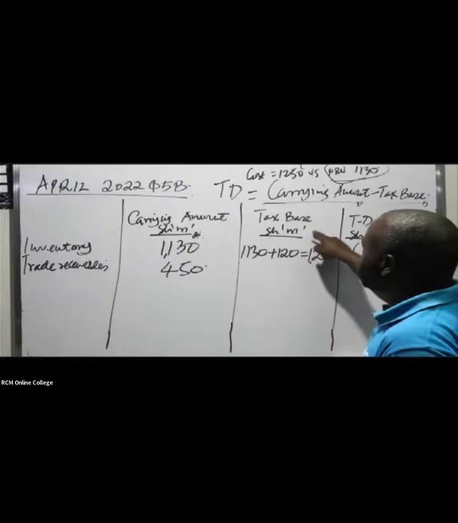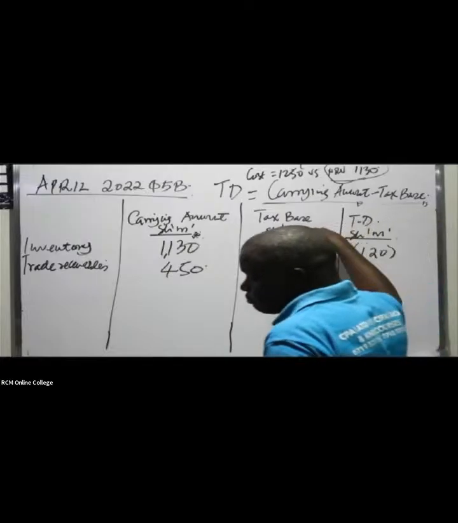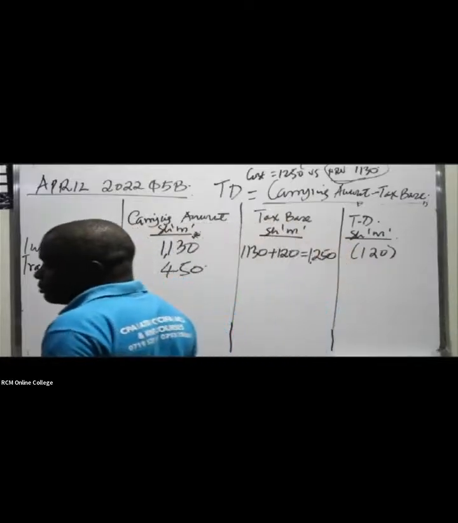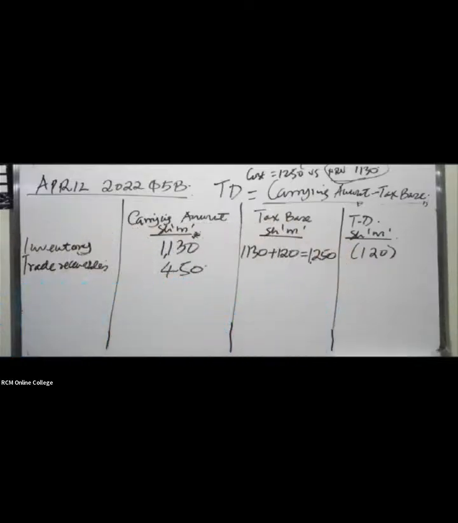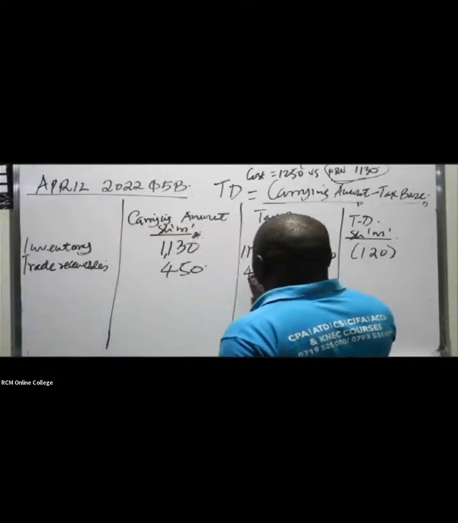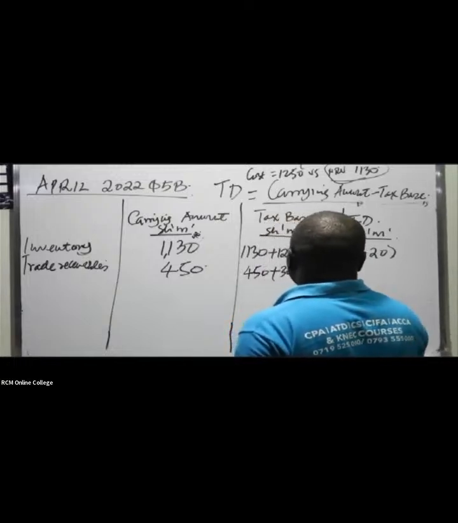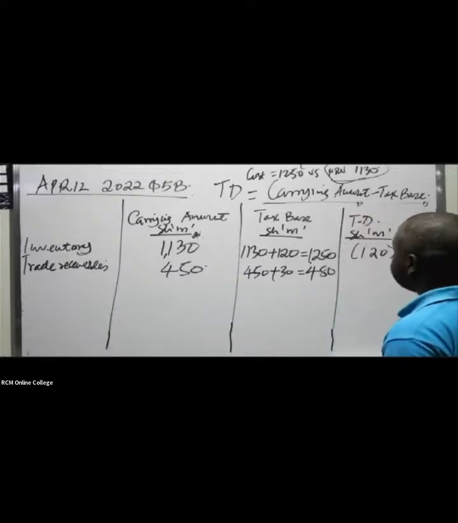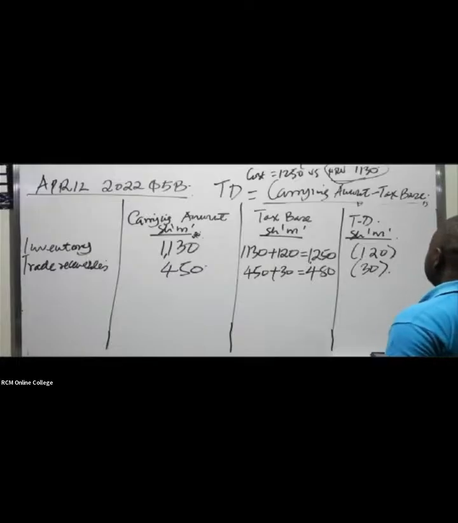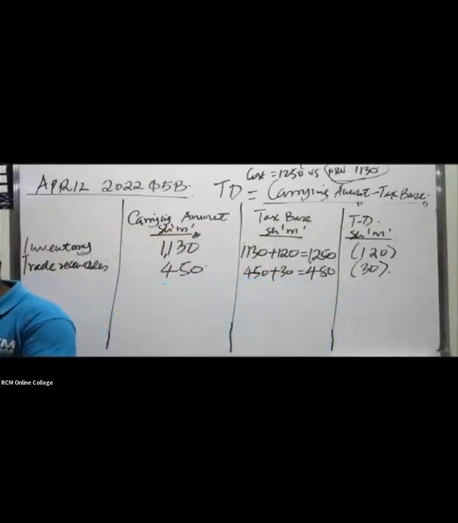Therefore, it means the tax base will be how much? Try also to juggle your mind, which will likely be 480. So in this case, we'll simply take 450 plus that 30. We'll be able to get 480. Then our TD is still deductible, negative 30. So then we go to the next one there.